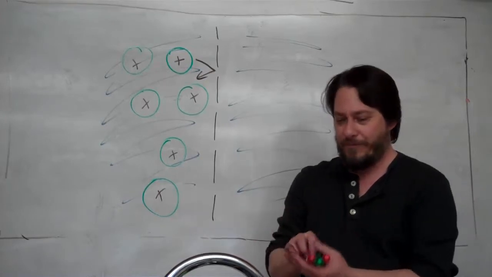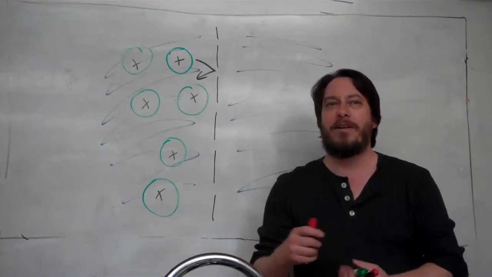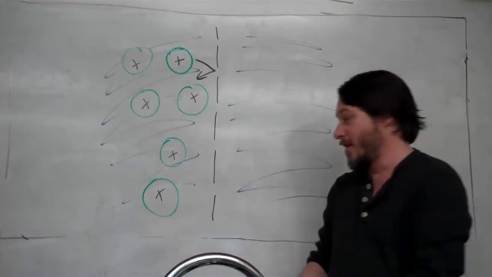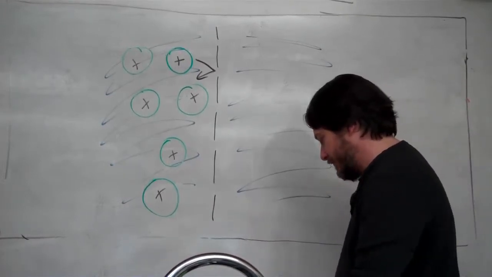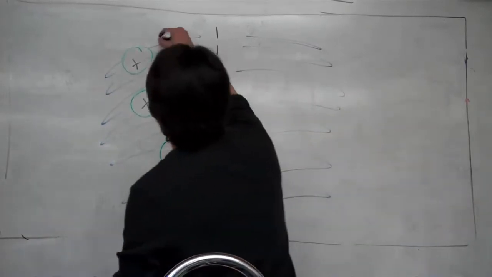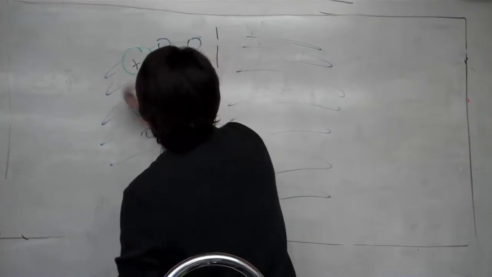Or can we? Is there anything here that can move from high to low concentration? What else has a high to low concentration gradient here? The water. Water, right. Don't forget, this is water. So we have all these water molecules here.